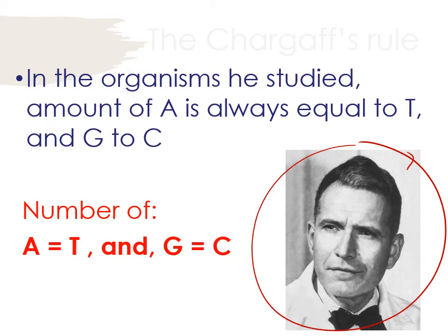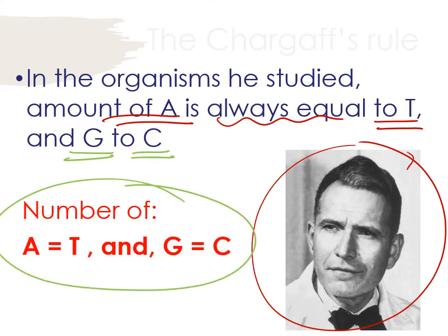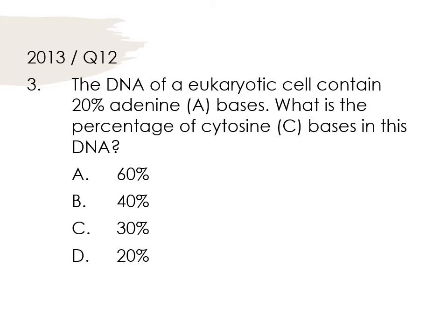This scientist in the picture here actually finds out that the amount of A in the DNA is always equal to T, while the amount of G is always equal to C. So this is his conclusion. Given that, they can now figure out the matching partner of the nitrogenous base. It should be A matching with T, and G matching with C.